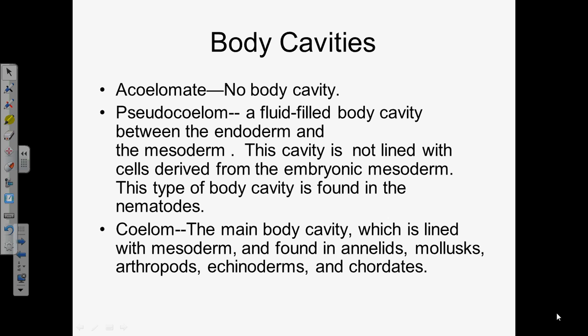What are nematodes, by the way? Those are roundworms, like they're found in soil mostly. They can cause some parasitic diseases like pinworms and hookworms and so on.